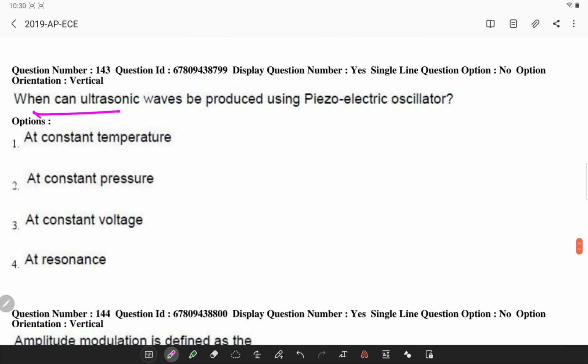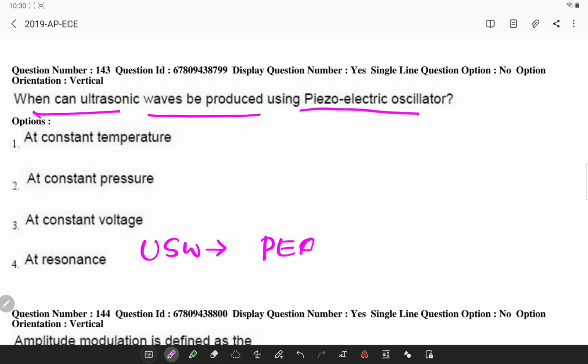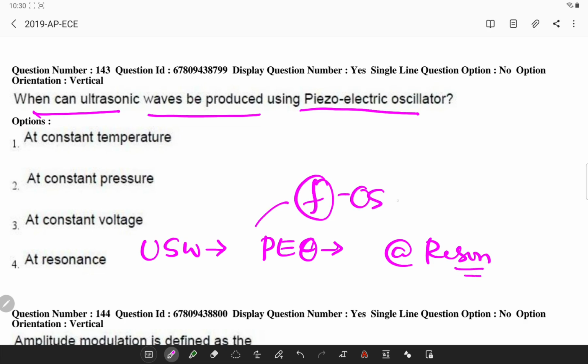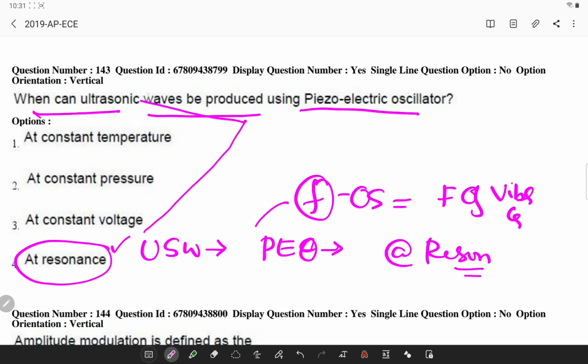So when can ultrasonic waves be produced using a piezoelectric oscillator? Ultrasonic waves are produced by a piezoelectric oscillator at resonance. So when the frequency of the oscillator circuit is equal to the frequency of the vibrating crystal, at resonance, these ultrasonic waves are generated.